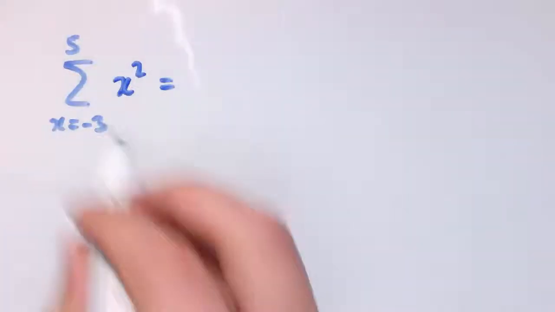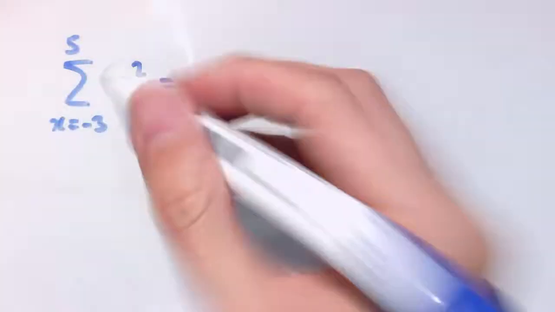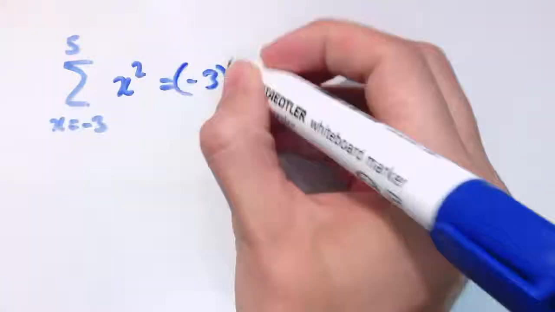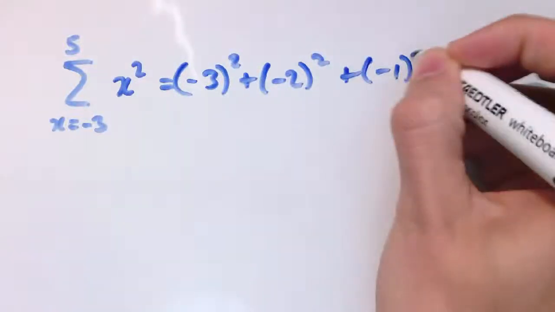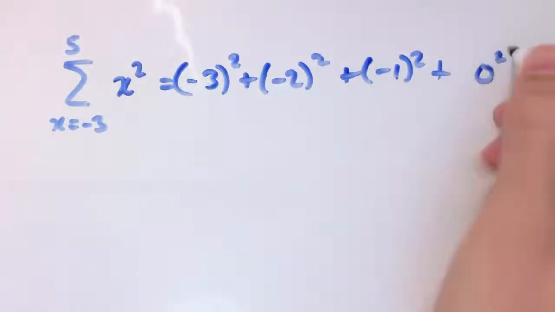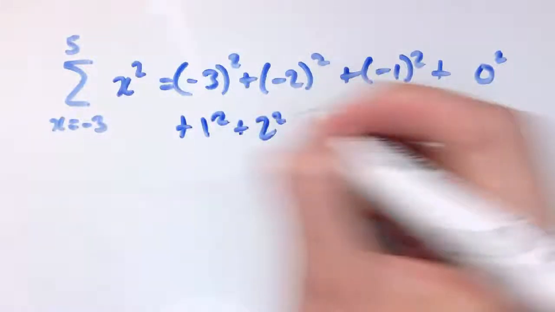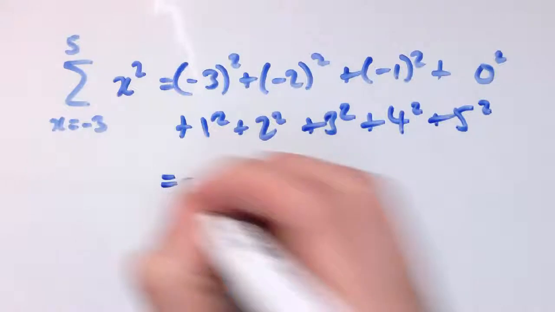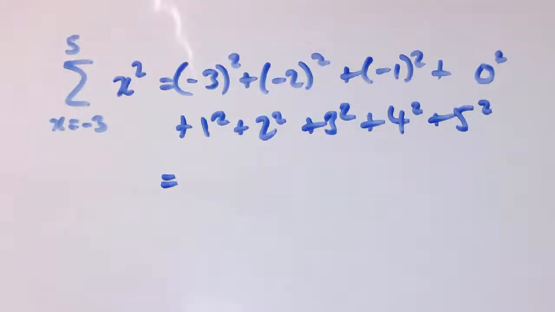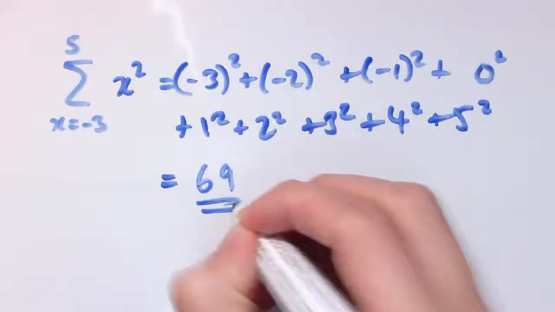No reason we couldn't have negative numbers in the sum here. Then you sum from minus 3 to 5 of x squared. That would be minus 3 squared plus minus 2 squared plus minus 1 squared plus 0 squared plus 1 squared plus 2 squared plus 3 squared plus 4 squared plus 5 squared. And if you add all this together, you get 69.